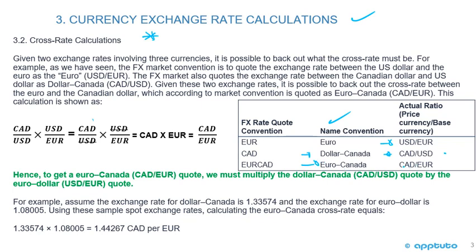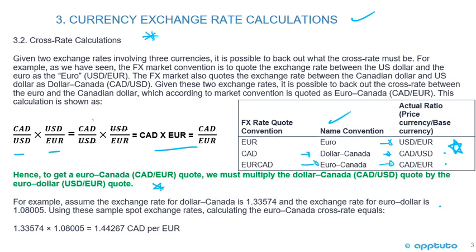You can see that here. Canadian dollar is the price currency and the euro is the base currency. And by the way, this is the chart that we saw in the very first LOS on foreign exchange. So you can see here we've got the dollar Canada times the euro dollar is going to give us the rate for the euro Canada. I put that here in bold and green. Hence, to get the euro Canada rate, we must multiply the dollar Canada quote by the euro dollar quote.